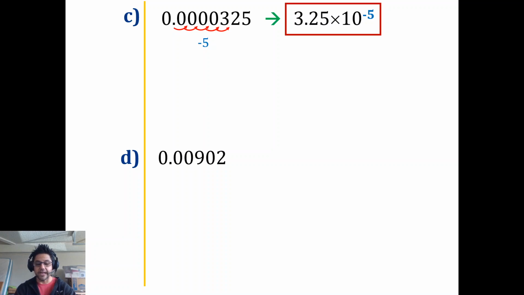And again, the reason I know it's a small number is because it starts with a 0 point. So again, think about maybe a microscopic item that you're looking at, the thickness or the distance between it. 1, 2, 3. Moving it 3 times, 9.02 times 10 to the negative third power.